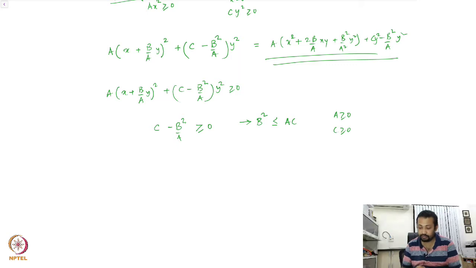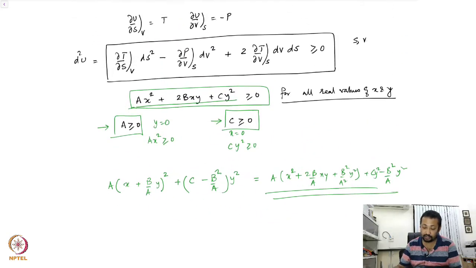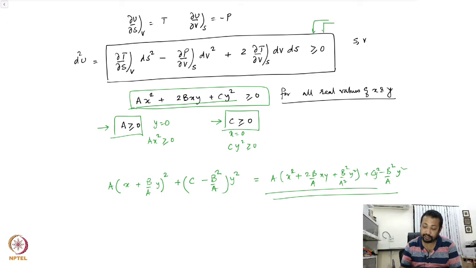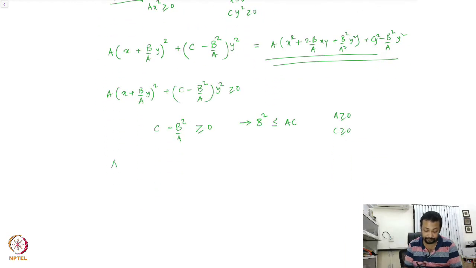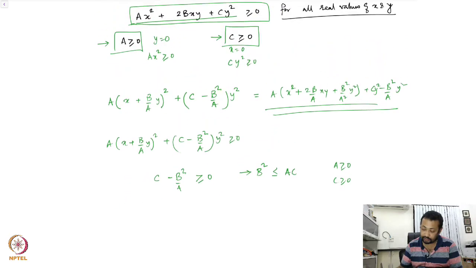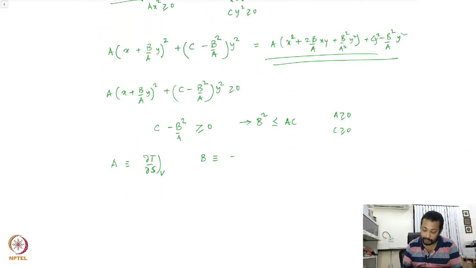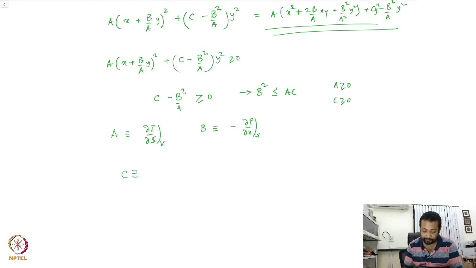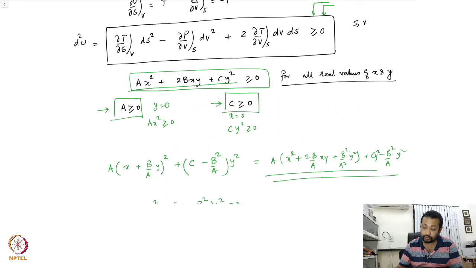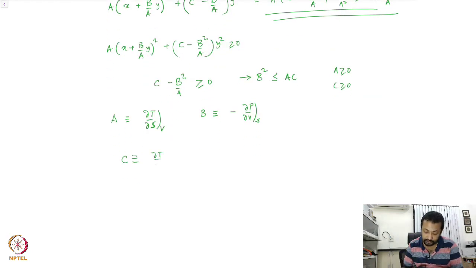Once I have this, now let us identify what a, b and c correspond to in the inequality that we have written down for the minimization of the energy. So a is identical to del T del S at volume constant, b is identical to minus del P del V at entropy constant, and c is identical to del T del V at entropy constant.